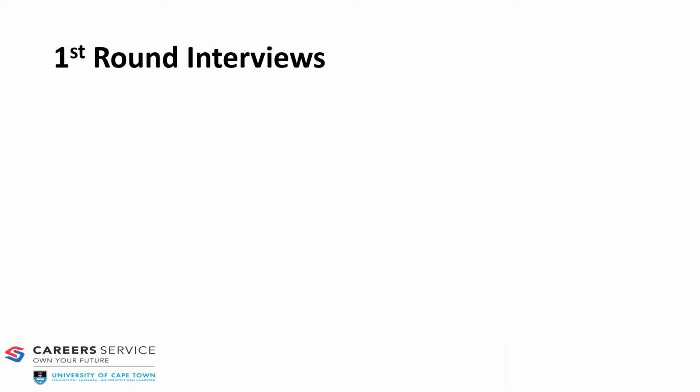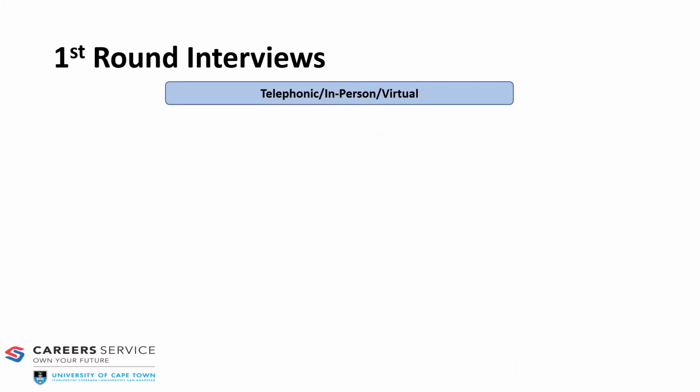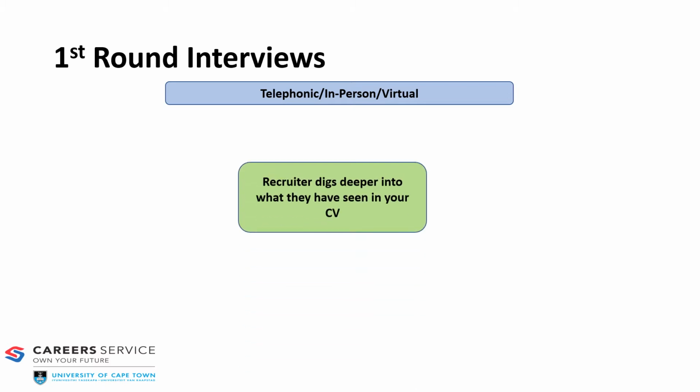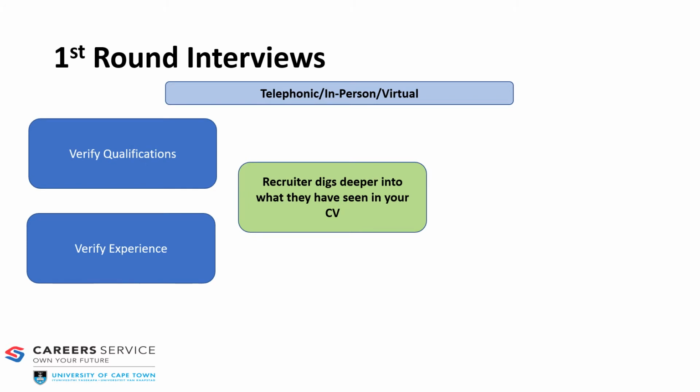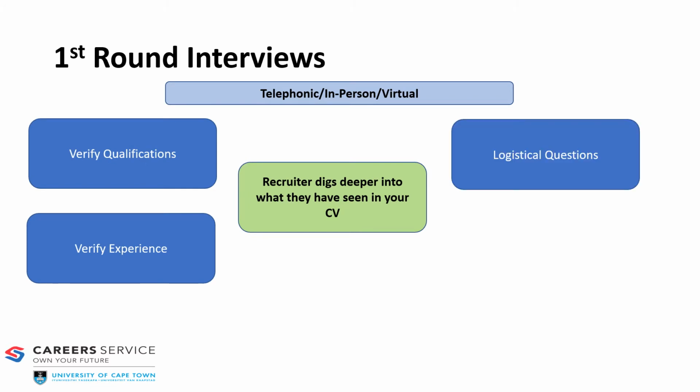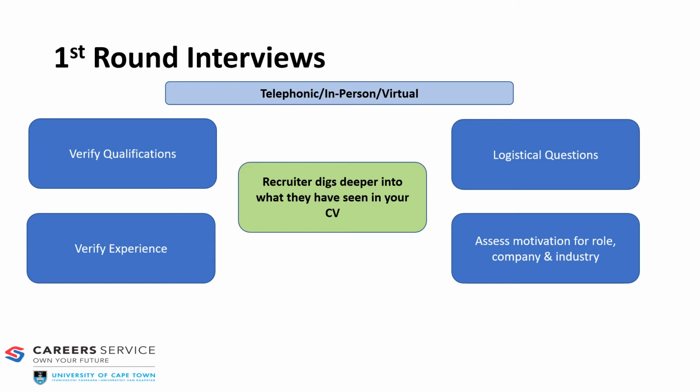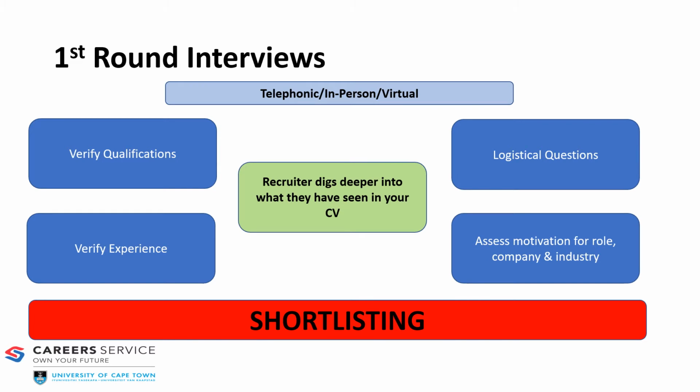First round interviews are scheduled with the shortlisted candidates. These interviews are very often telephonic interviews. However, they could also be in person or take the form of a virtual video call interview. During this interview, the recruiter digs deeper into what they have seen in your CV. They verify your qualifications and experience, ask logistical questions, for example, where you are located and if you are willing to relocate if needed, as well as assess your overall motivation for the role, company, and industry. The candidates who give the recruiter confidence in their claims, meet the requirements of the role, and show company and role fit are shortlisted to the next stage of recruitment.